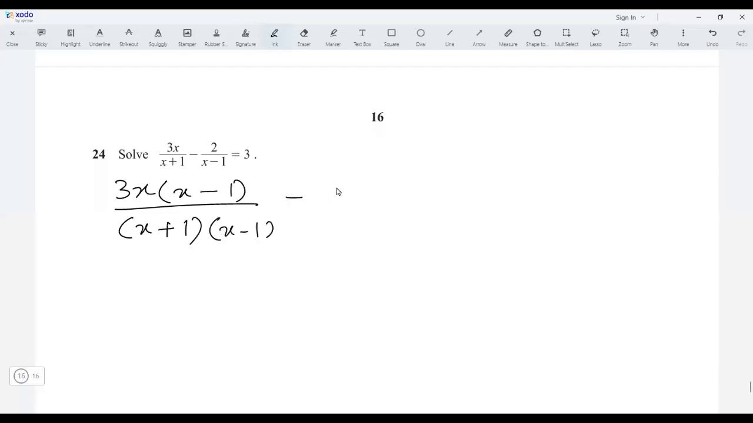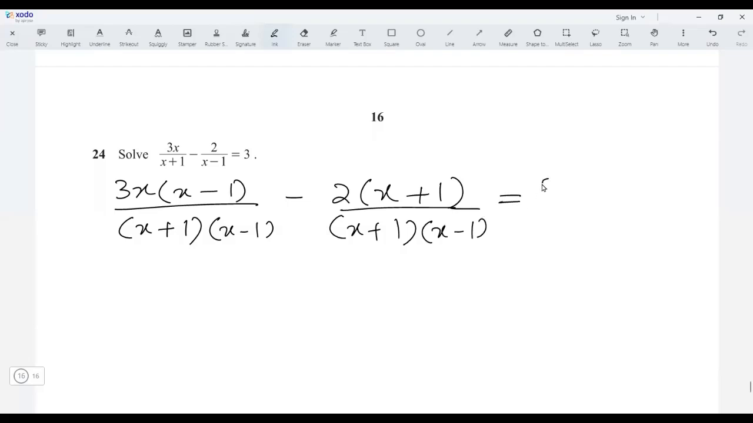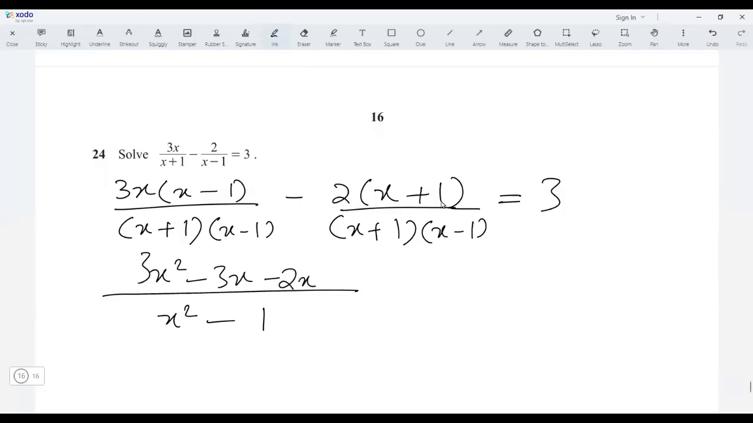So minus 2 times, we have to multiply the opposite one, the other denominator, x plus 1 divided by x plus 1 times x minus 1. As you know, x plus 1 times x minus 1 results in x squared minus 1, so we write x squared minus 1 in the denominator. So 3x times x is 3x squared, minus 3x times 1 is 3x. This negative sign is to be included with 2, so negative 2 times x is negative 2x, and negative 2 times 1 is negative 2, equals 3.